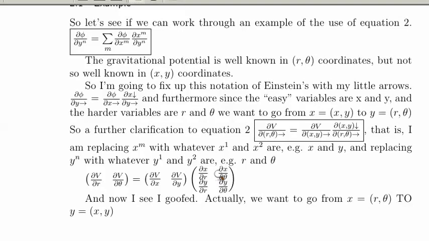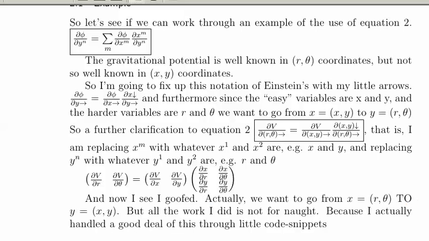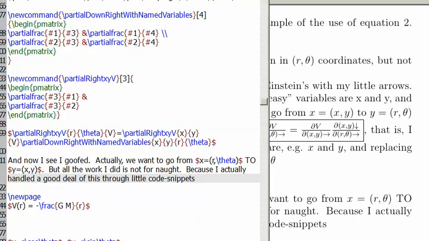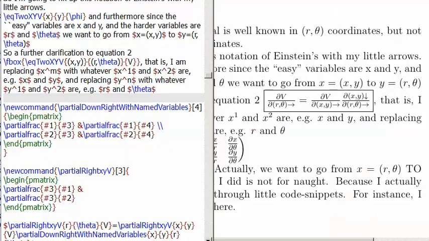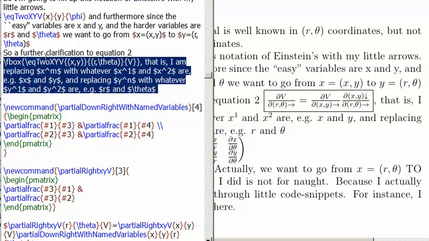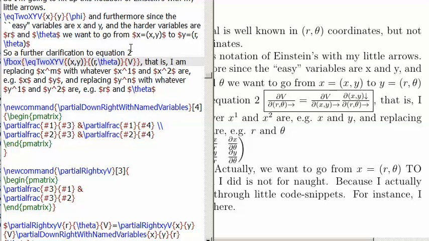Alright, I did all this work, and now I see I goofed. Actually, we want to go from x equals r comma theta to y equals x comma y. But all this work I did is not for naught, because I actually handled a good deal of this through little code snippets. For instance, I have this boxed equation up here. Under the description slash EQ2, there we go, I'll just grab that and copy it down.